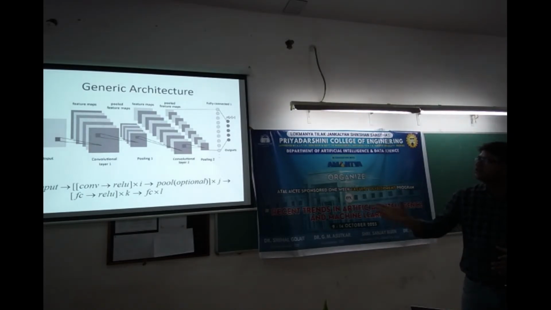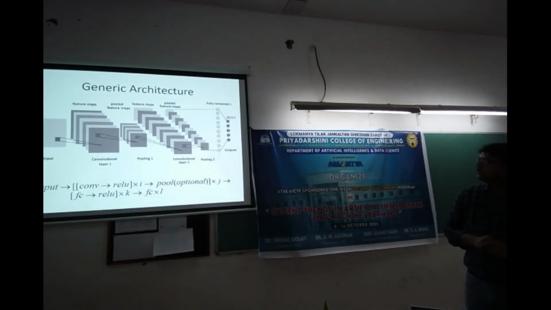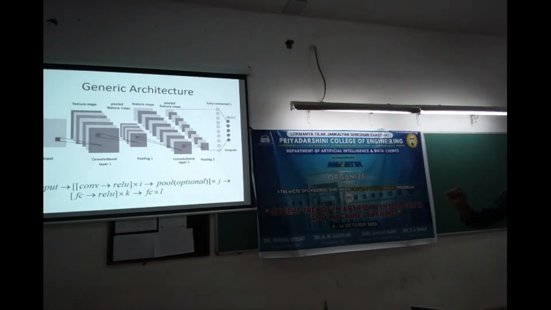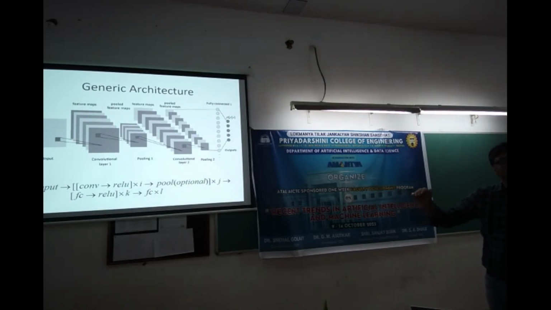Then this is the generic architecture of a CNN. Input is there. After that, the convolutional layer is there. The neurons of the convolutional layer are activated using ReLU. Then it is repeated I times, followed by pooling. This pooling layer is optional. We may use pooling, we may not use pooling. Then convolution followed by pooling, this entire architecture is repeated J times.